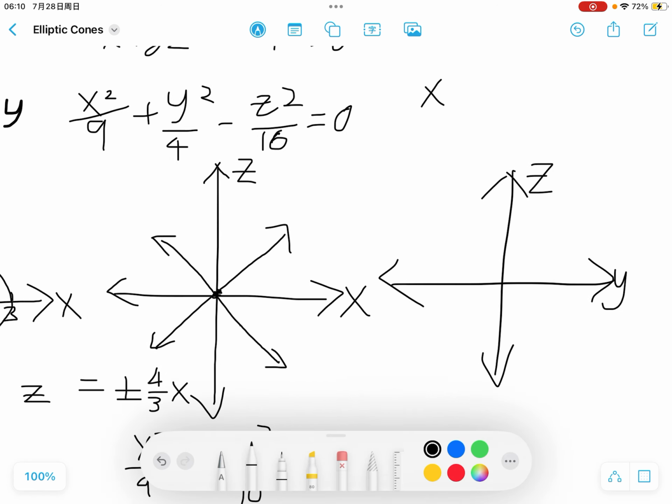So x is 0, so we have y squared over 4 is equal to z squared over 16. If we just take the square root of both sides, we have z over 4 is equal to plus minus y over 2. And then if we multiply both sides by 4, we have z equals plus minus y over 2 times 4. So that just gives us plus minus 2y.